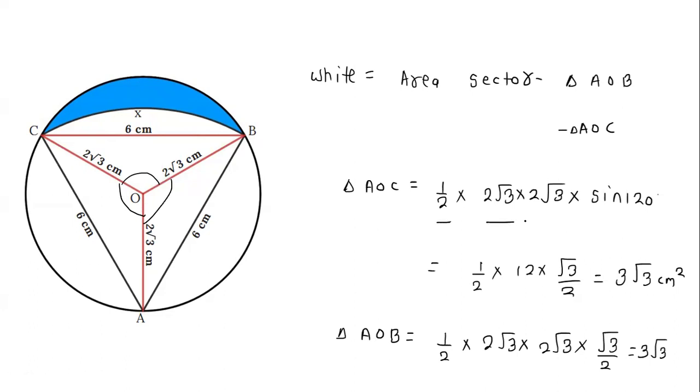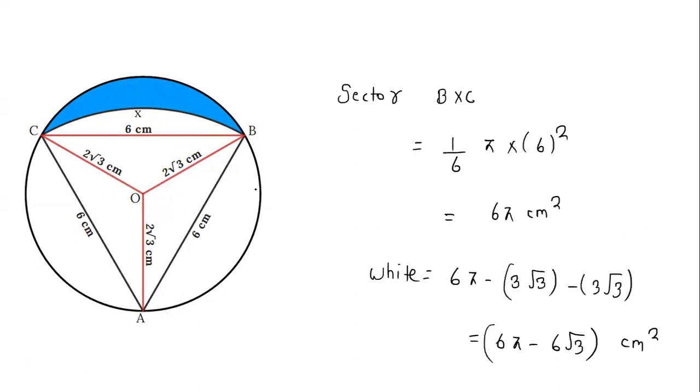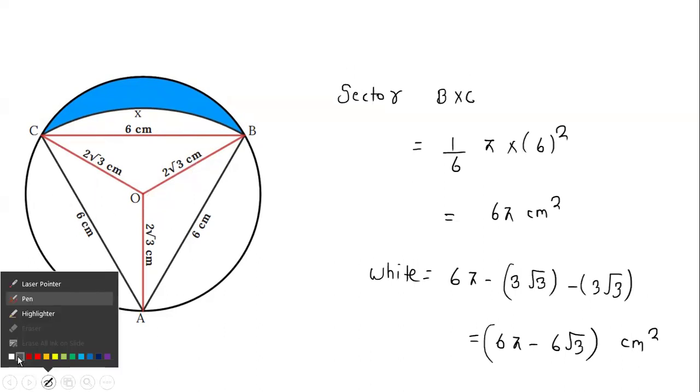So half times 2 root 3 multiplied by 2 root 3 multiplied by sine of 120. This is the area of this triangle AOC, which will come as 3 root 3 centimeter square. And this triangle area will also become 3 root 3 centimeter square, because both are exactly the same. So now the remaining thing is this sector area. How do we calculate this sector area?